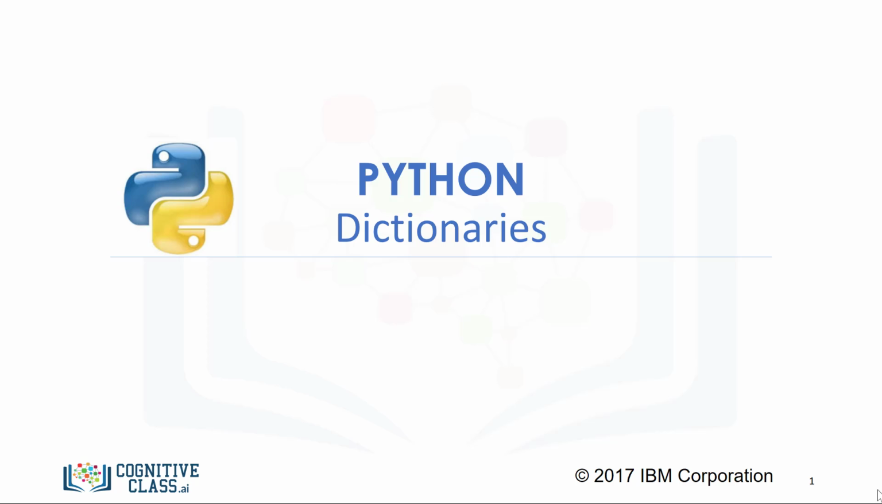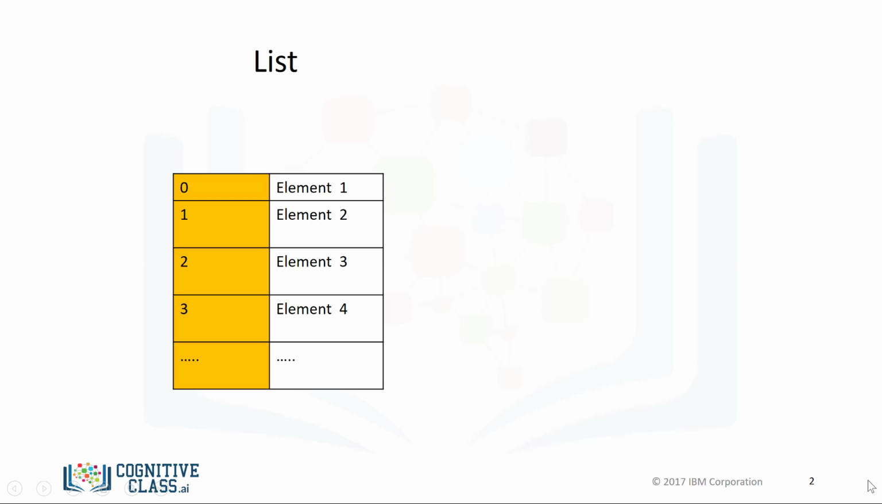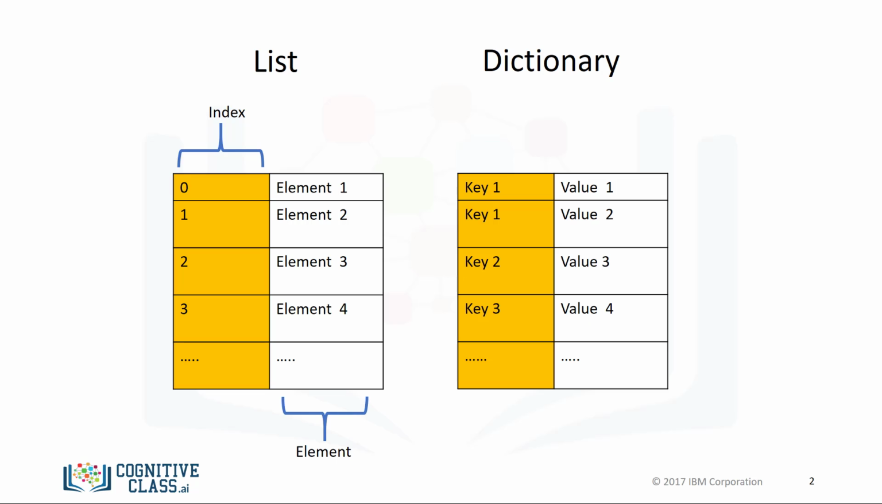Let's cover dictionaries in Python. Dictionaries are a type of collection in Python. If you recall, a list has integer indexes. These are like addresses. A list also has elements. A dictionary has keys and values.